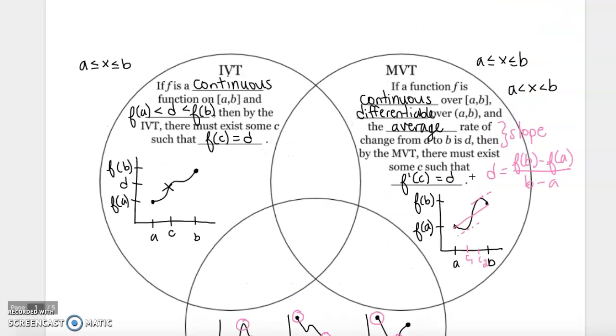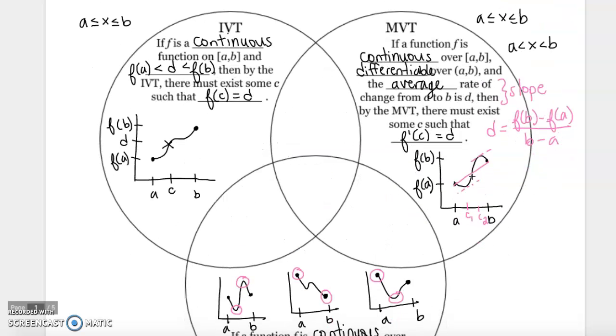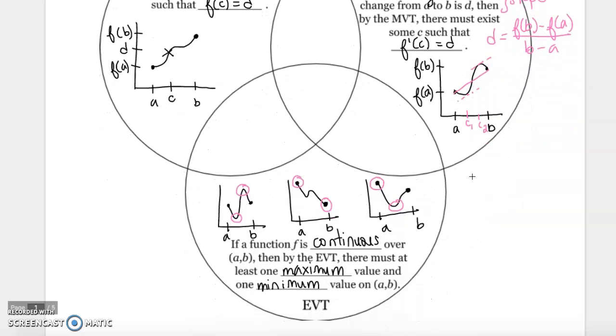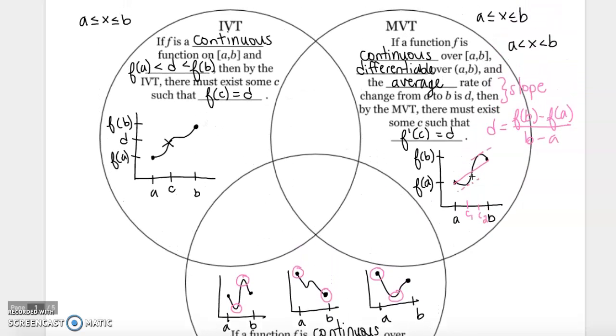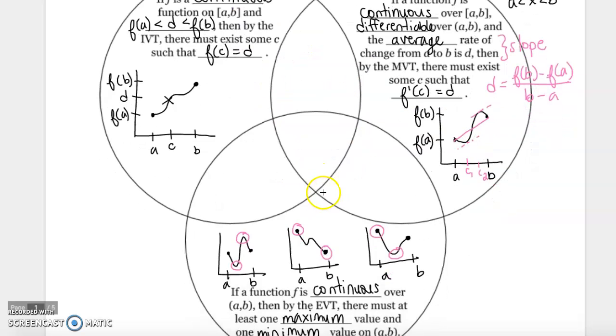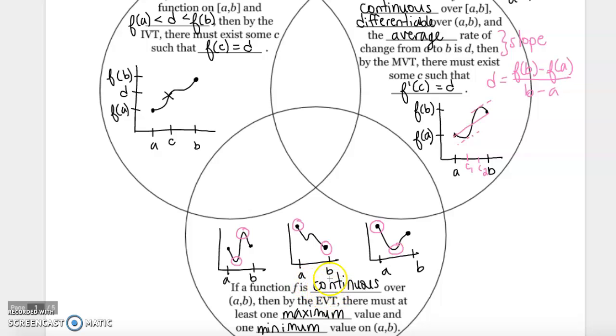Okay, so those are in essence your 3 theorems, and what we're going to do next is talk about what they have in common and how they're different, how you can connect them or differentiate between them. The first thing that we want to notice is that all 3 of these theorems require that your function is continuous on the interval. So continuity is key for using these theorems.